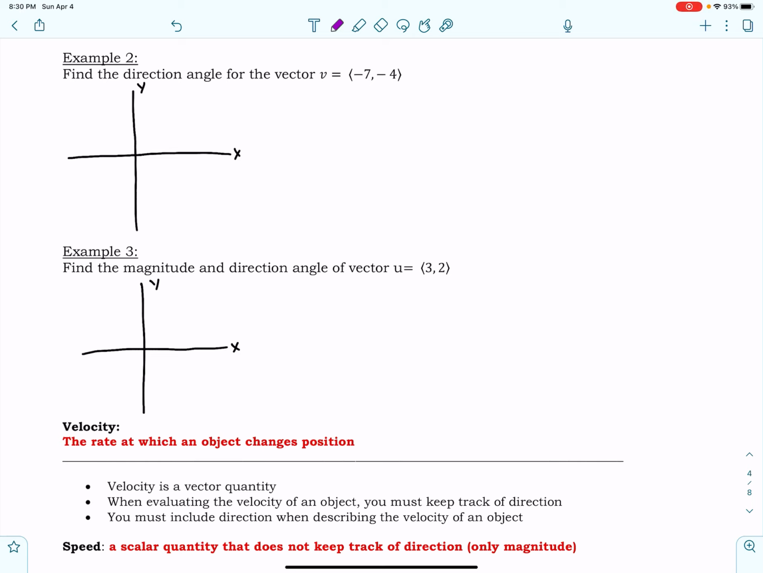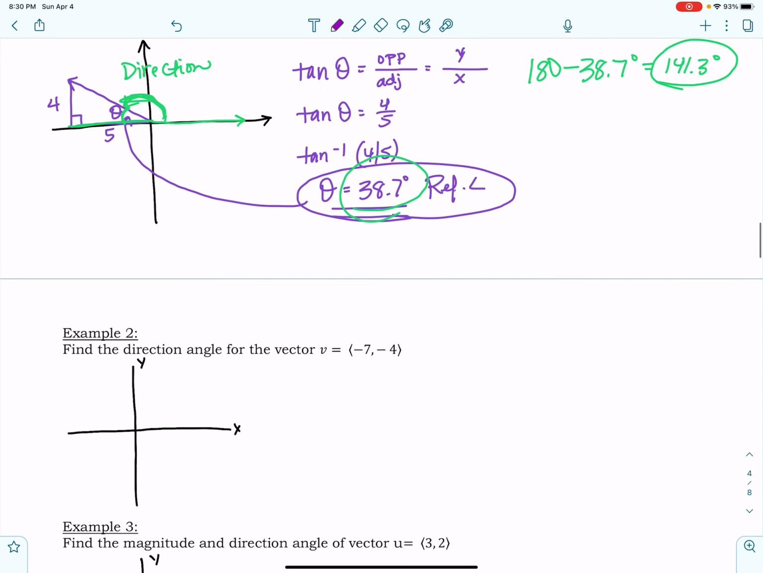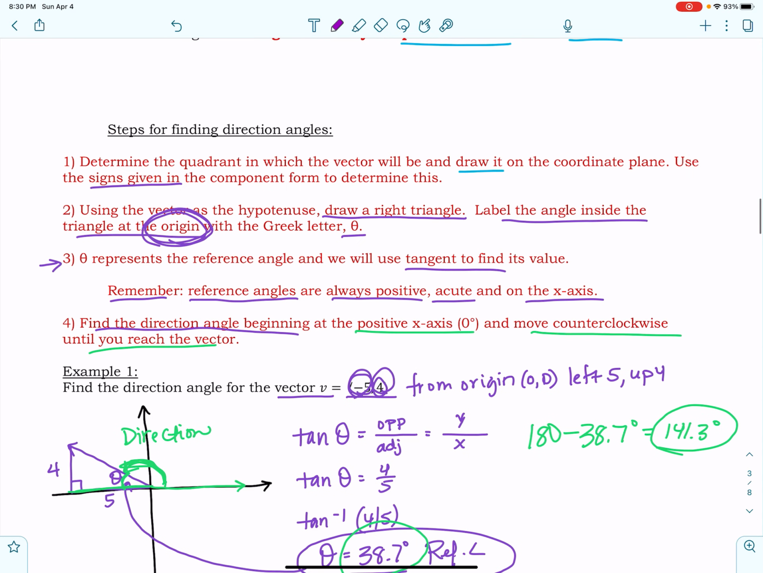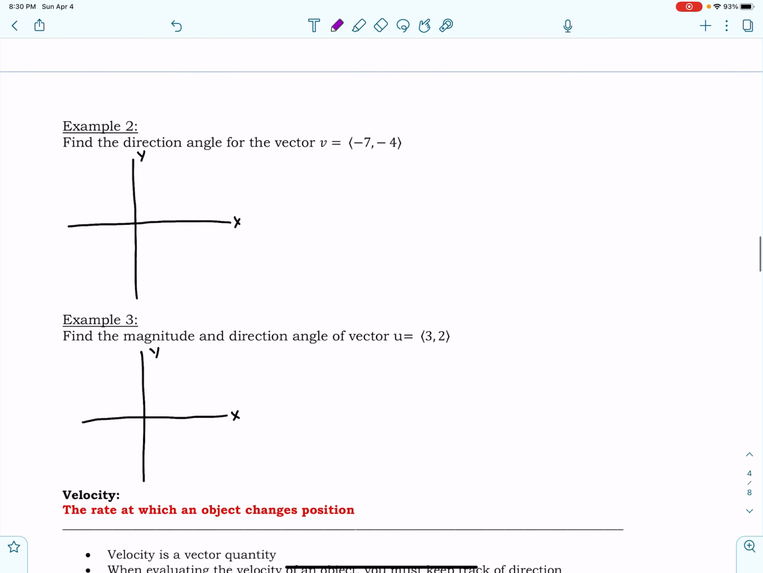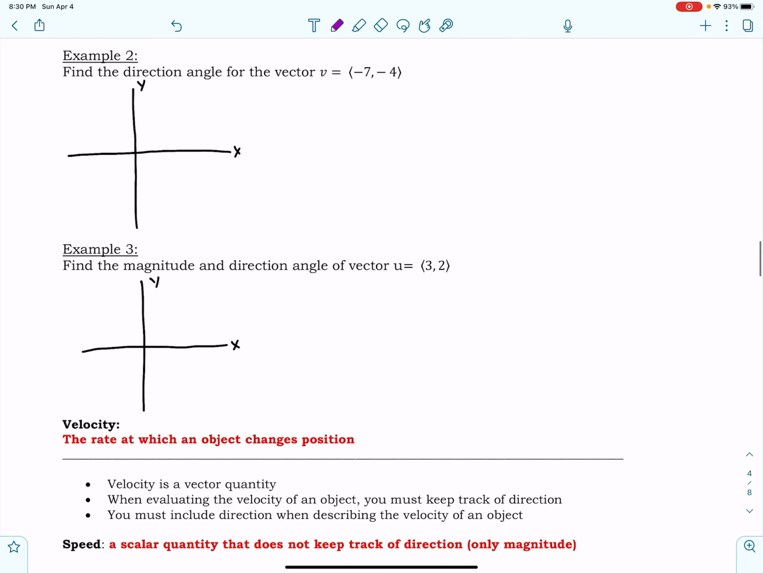Pre-cal, in this video, we are going to look at some more examples for direction angles. So we are going to look at example 2 and 3 in your Unit 9 notes. We are going to, again, follow the list of steps that I gave you in the last video. So let's just charge ahead.